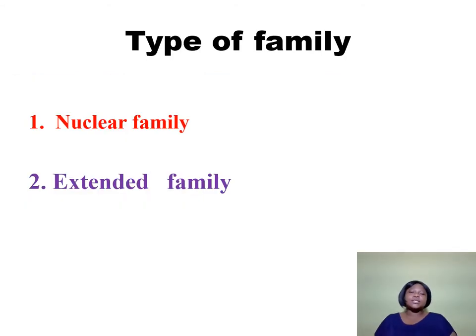Good. So, let's look at some types of families. We said family. So, we have some types of family, and this is it. One, we have a nuclear family, and two, the extended family. So these are the types. We have two types, the nuclear family and the extended family. But in this lesson, we'll be looking at the one in the red color, that is the nuclear family. We'll be looking at number one, that is the nuclear family.